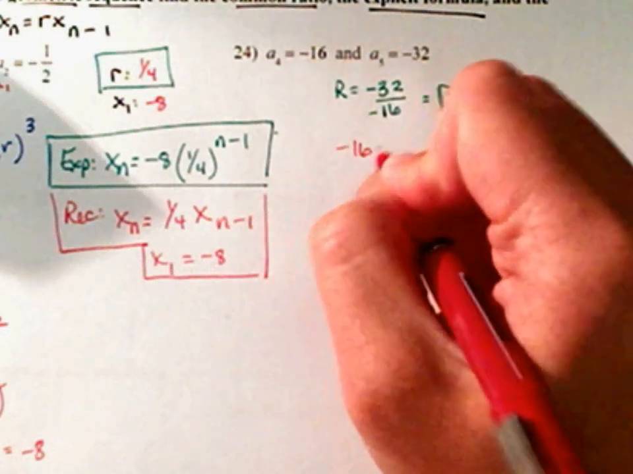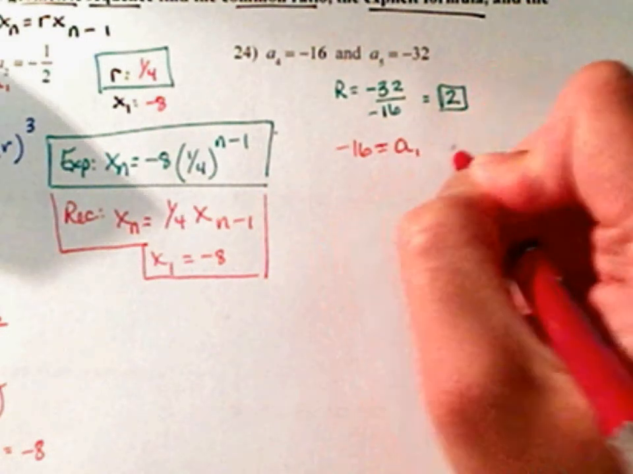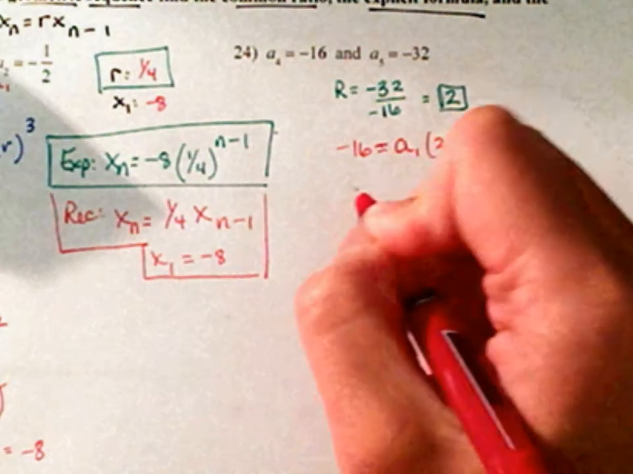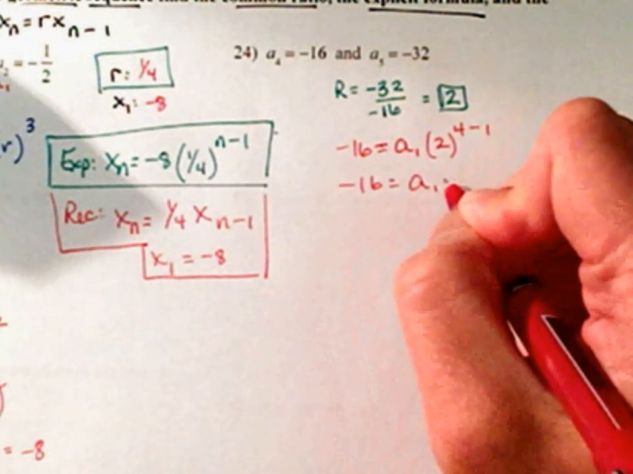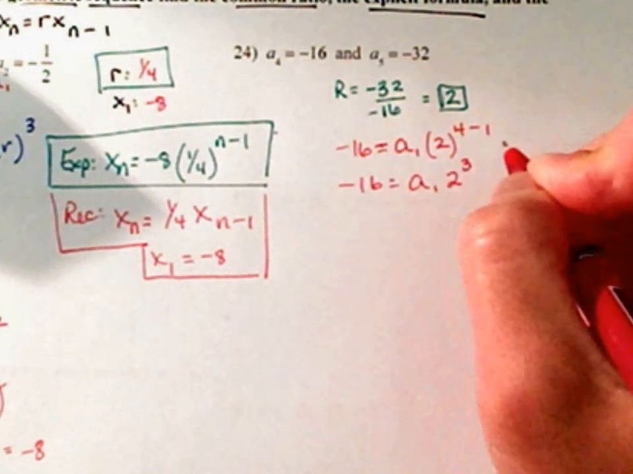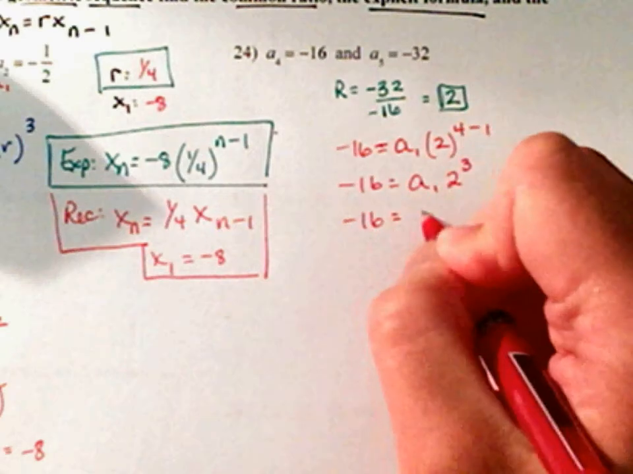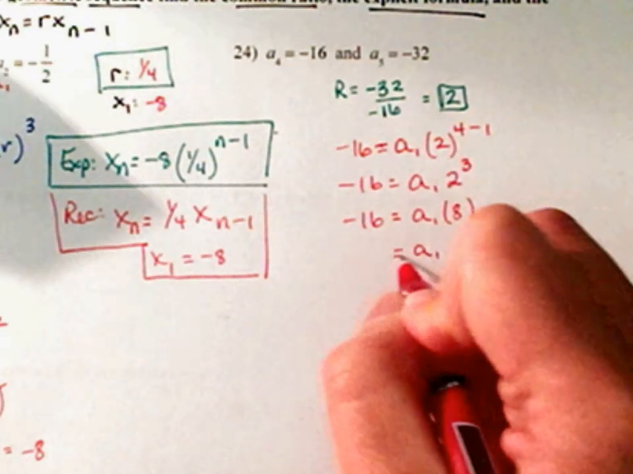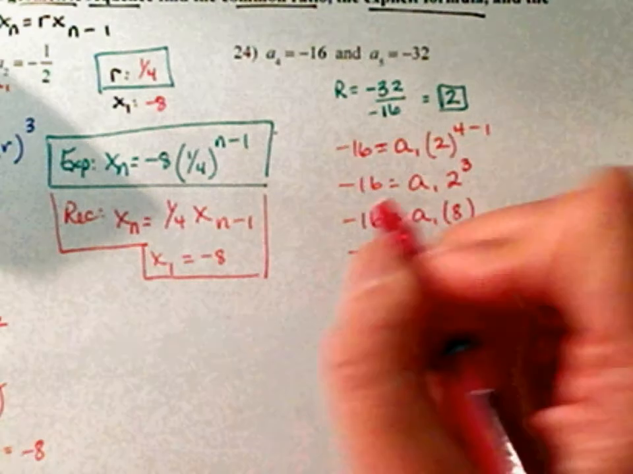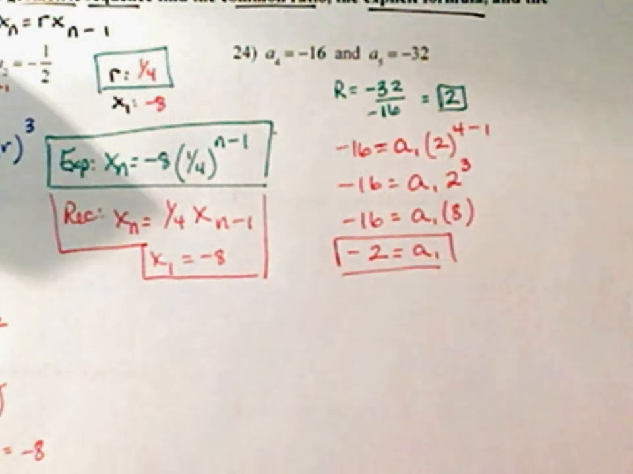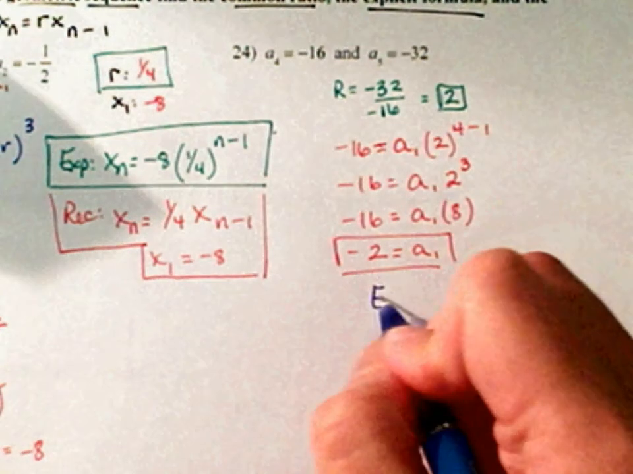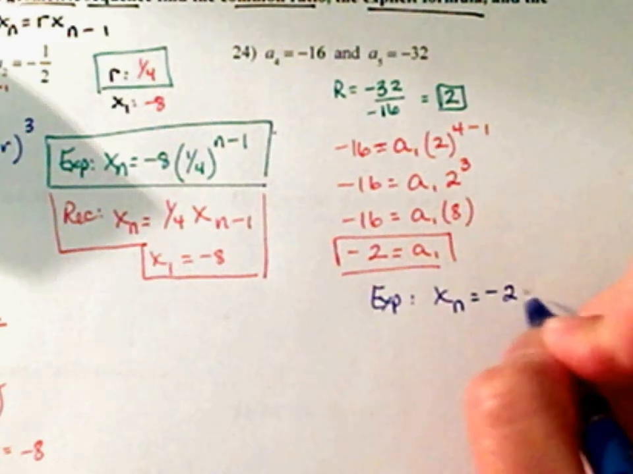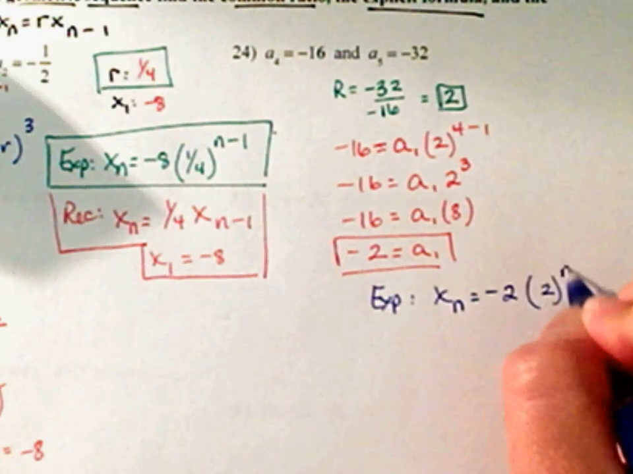Negative 16 equals, I don't know my first one, times your R to the 4 minus 1. So negative 16 equals a to the first, 2 to the third power. Negative 16 is a to the first times 8. Divide by 8. So your first term is negative 2. Now that you have all that, you can write your explicit formula. Okay? So x of n is equal to your first term, which is negative 2, times your r, which is 2, to the n minus 1.